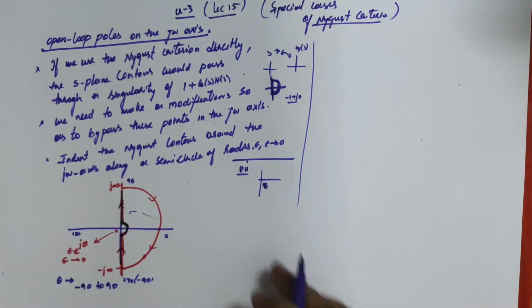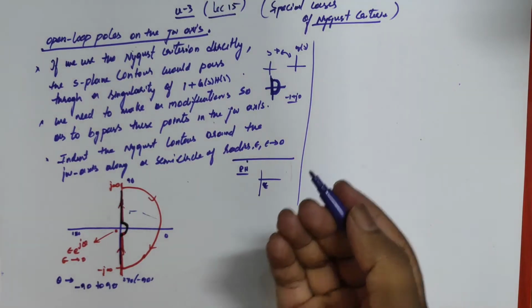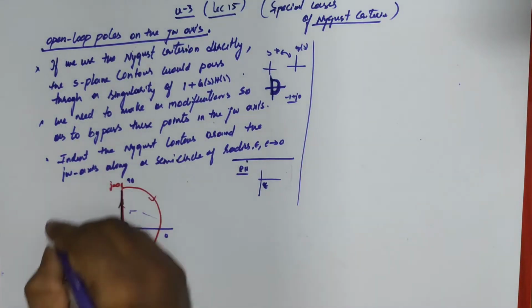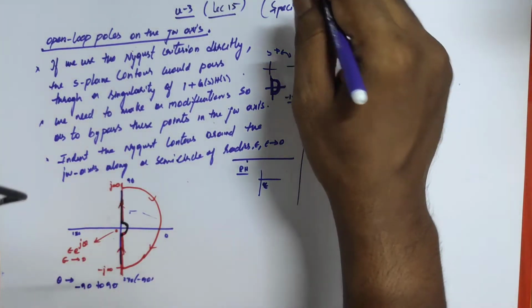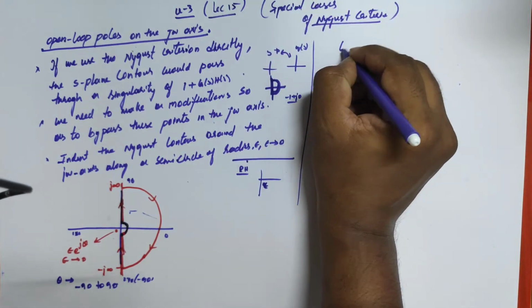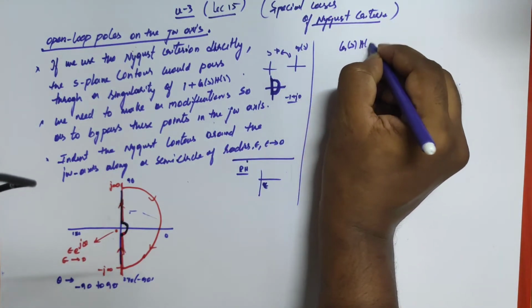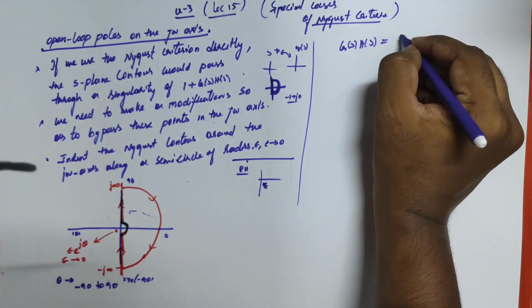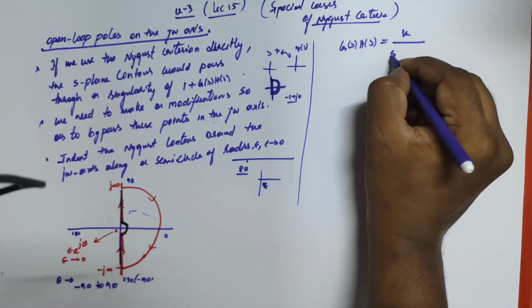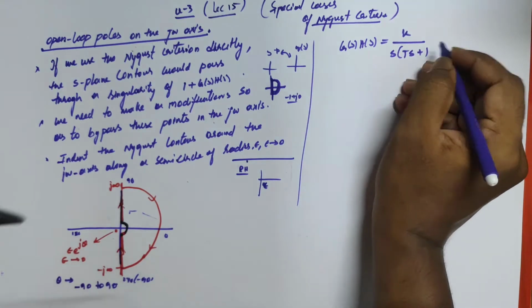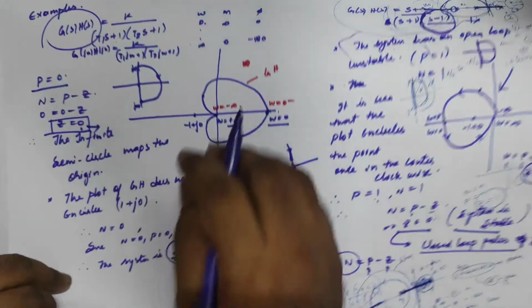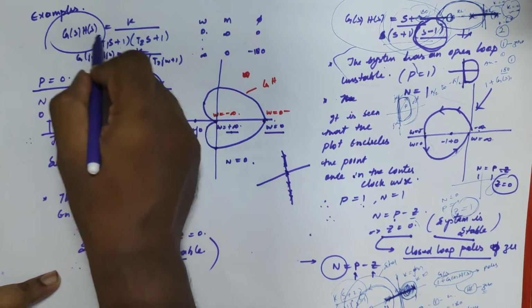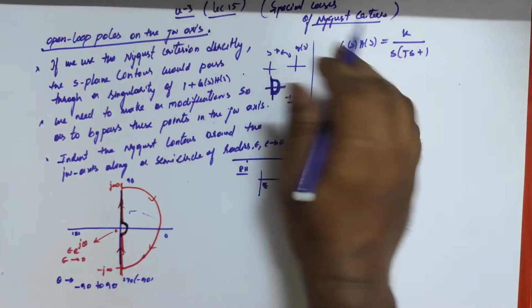Now let us move to an example. I will explain with the example why I took this bypassing. Compared to previous sections, to verify the Nyquist criteria, I should consider the open loop system, K into s into T of s plus 1. In the previous lecture, there was no pole at the origin. Now I introduce a pole at the origin.